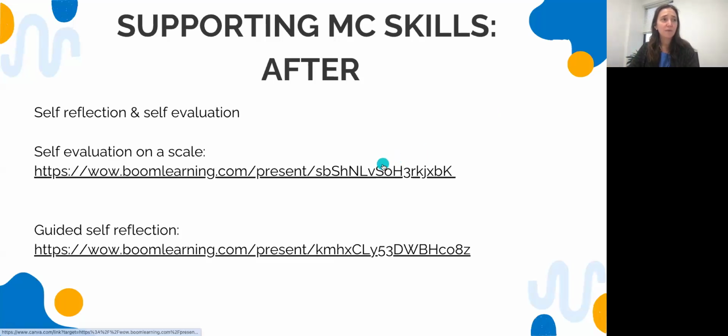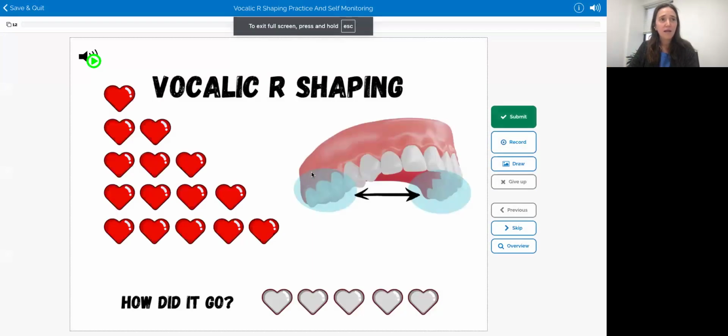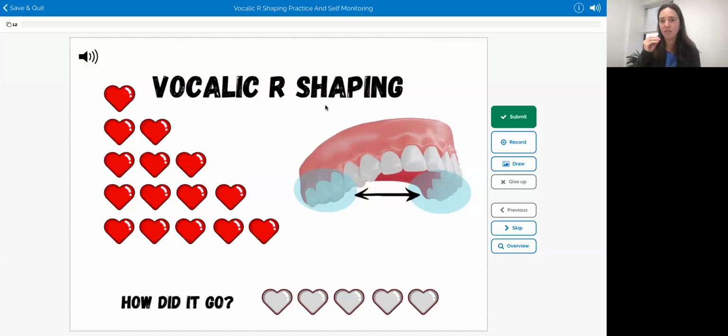So I'm just showing 2 examples of how we can incorporate self-reflection in Boom decks. This is showing self-evaluation on a scale. And I mentioned that I also make decks for articulation. As a speech language pathologist, we incorporate a lot of articulation work with our students. And so the audio here is so they repeat what they hear. They can record themselves. And when you use the record feature in Boom, the student has a chance to listen to themselves and even do another recording until they're happy with it before they submit it.